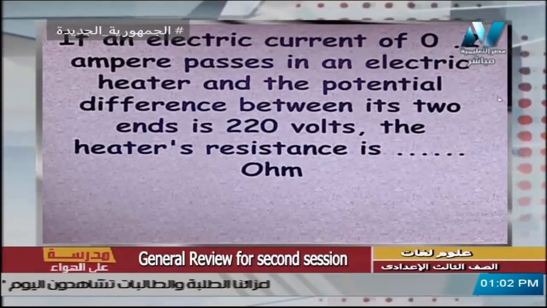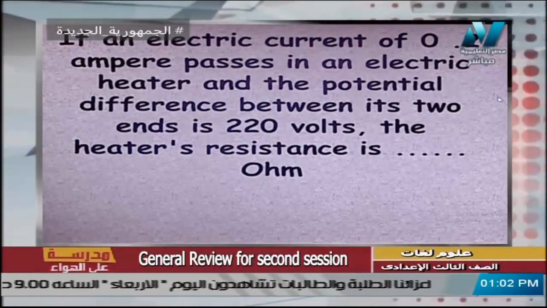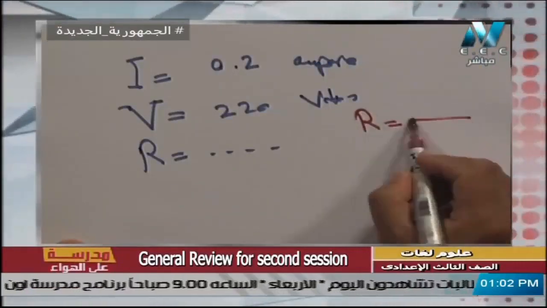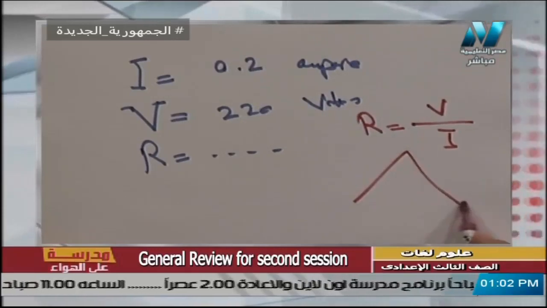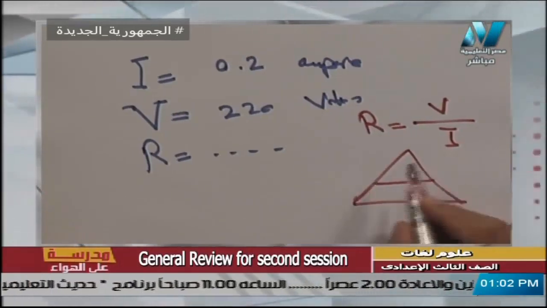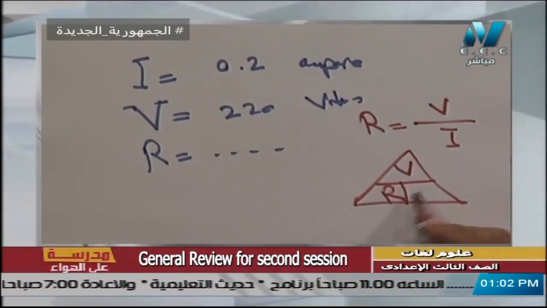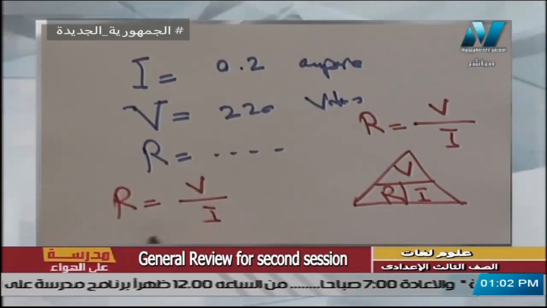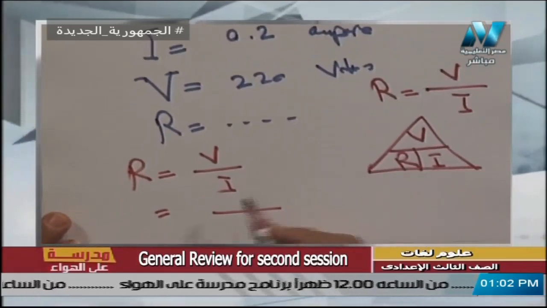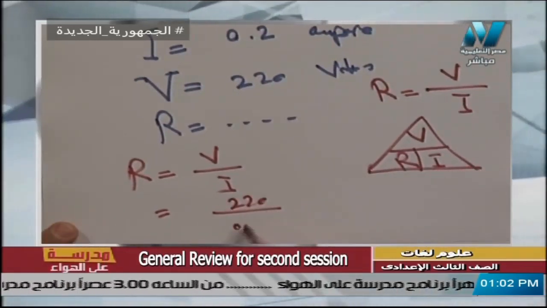I need to write the law. What law might be suitable for me? Resistance equals V over I. So I can write the secret triangle V, R, I. I want R. R equals what? Equals V over I. It will be V equals 220 over I, 0.2.